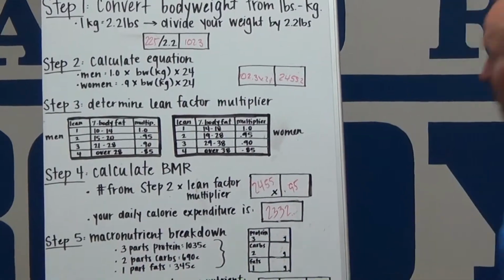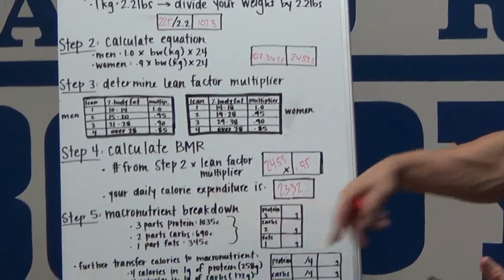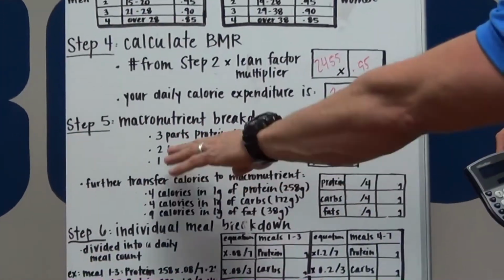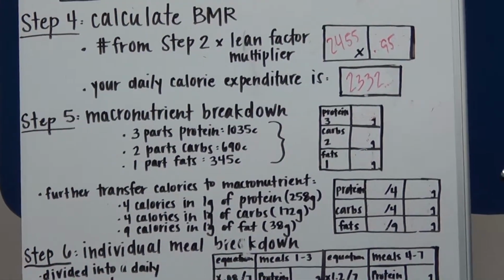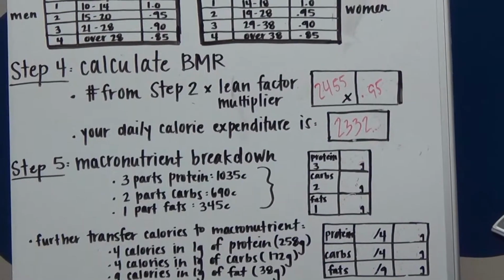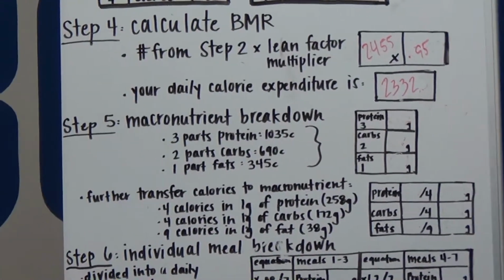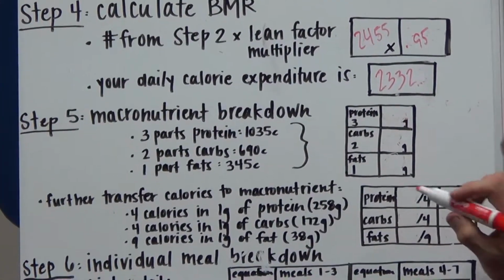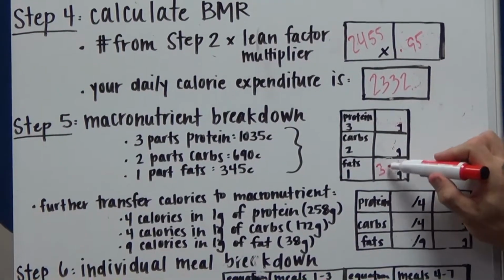It's going to give me a new number of 2332. Now, the next step is to break this into macronutrients. There are 6 parts: 3 for protein, 2 for carbs, 1 for fat. So I'm going to take the 2332 and divide that by 6. One part will be fat, so that's going to be 388.